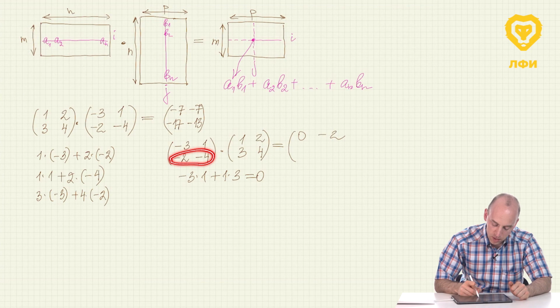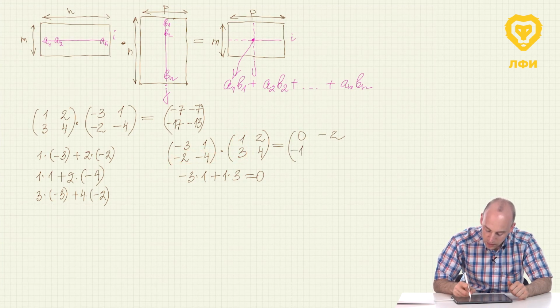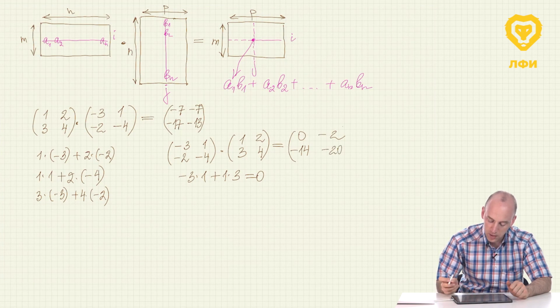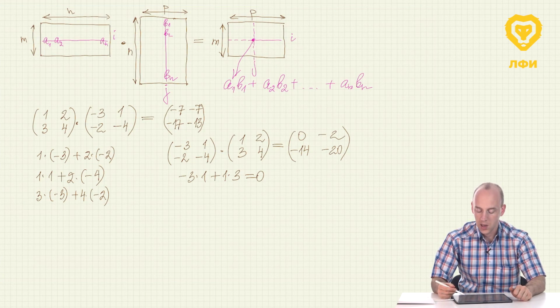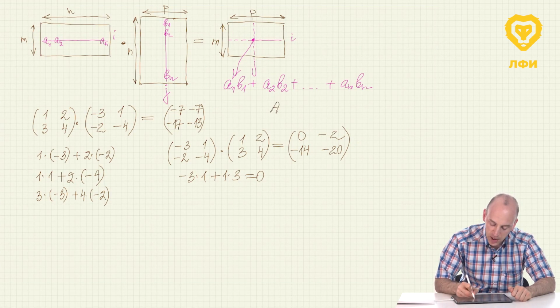After that, the product of the second row by the first column is -2 and -12, which is -14. And finally, -4 and -16, which is -20. What can we see if we look at the matrices? We can see that for matrix multiplication, AB is not equal to BA.